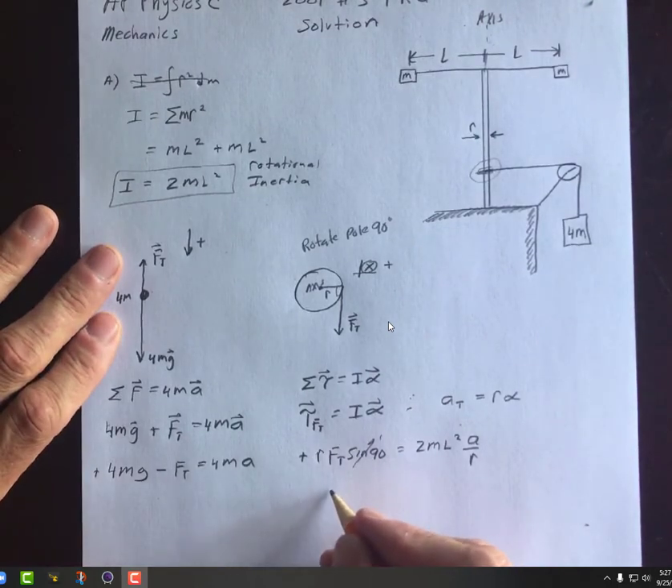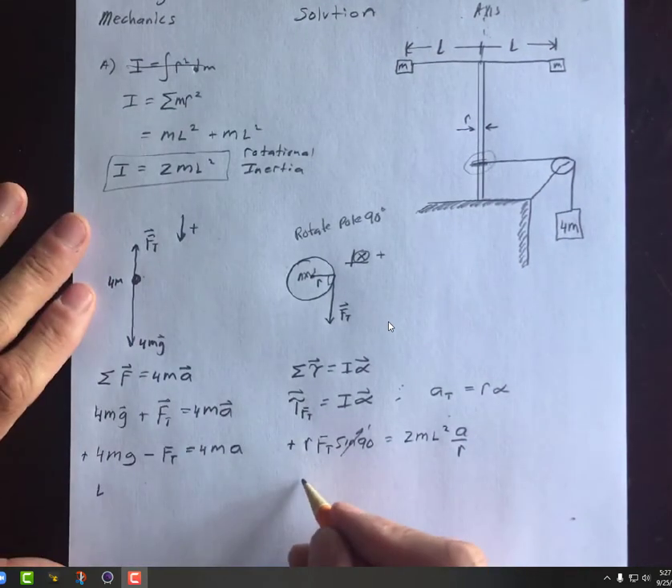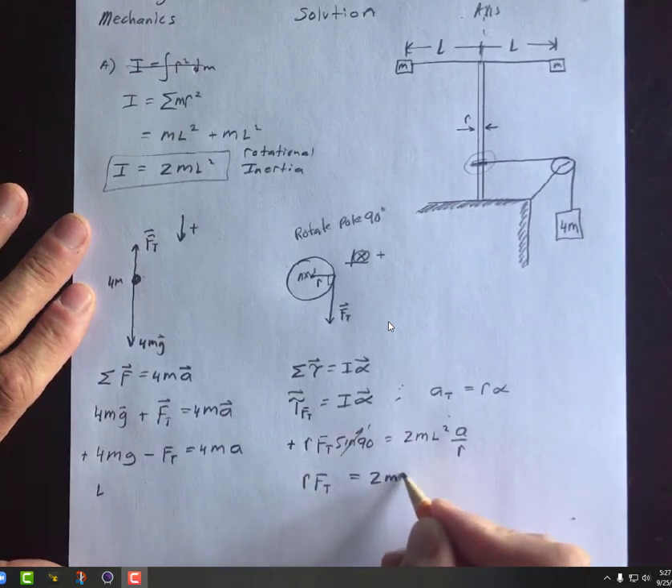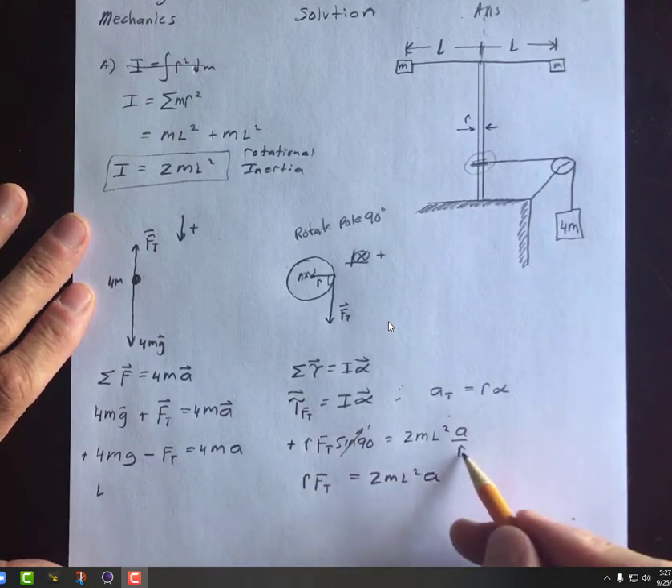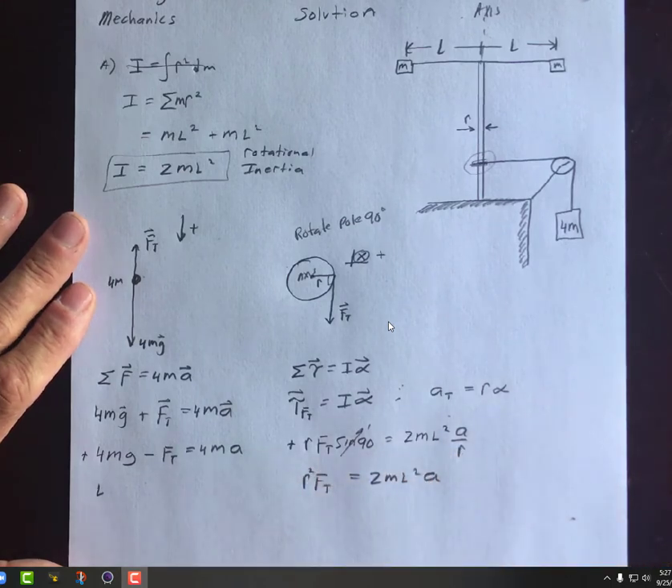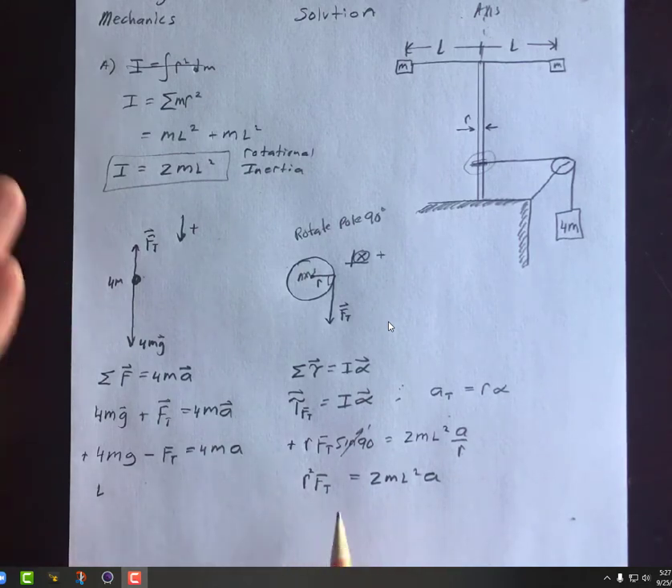Clean this up a little bit here. So I'm going to write this one as two equations and two unknowns. So I've got this, and I want to take this r and multiply it on both sides and make this one an r squared. So my goal is to solve for the accelerations. I'm going to try to eliminate tension.